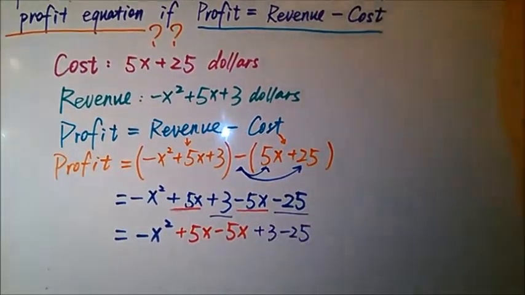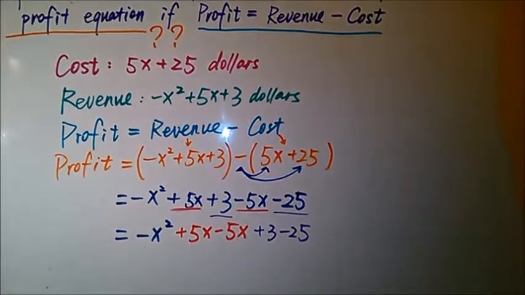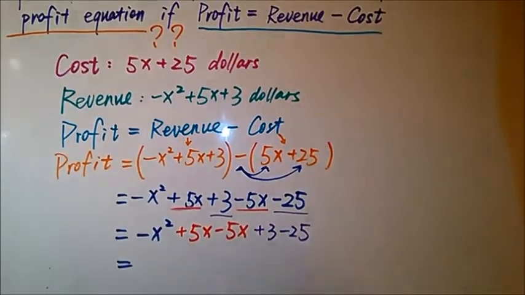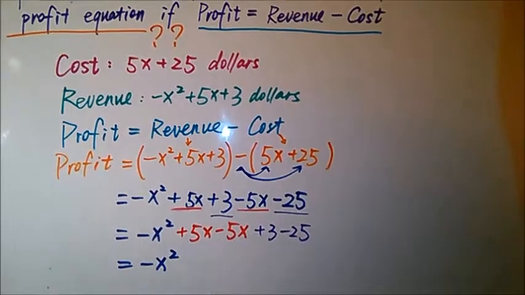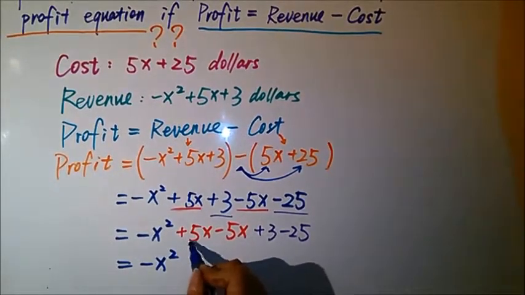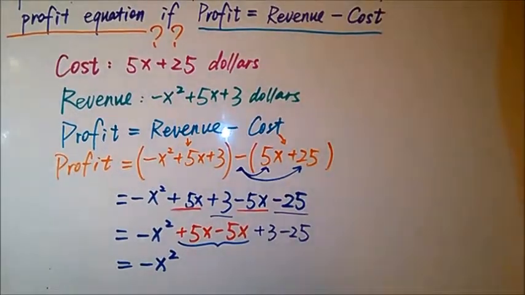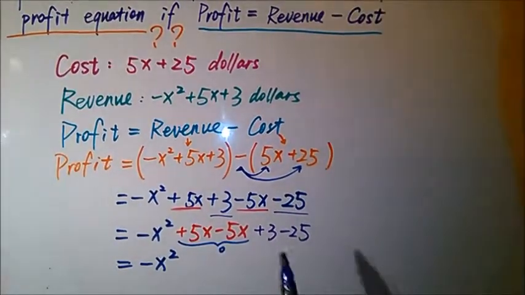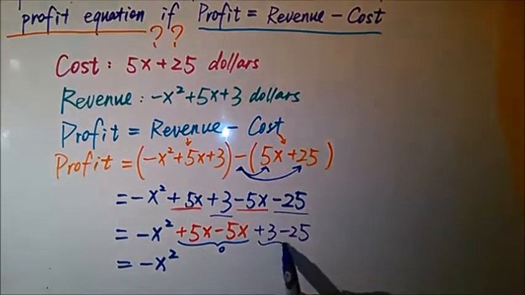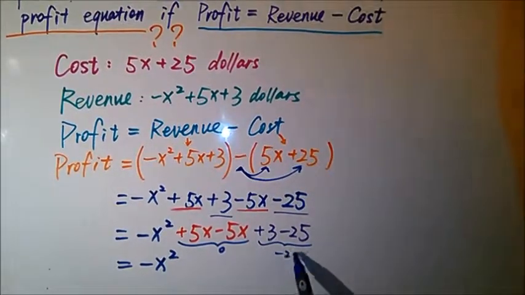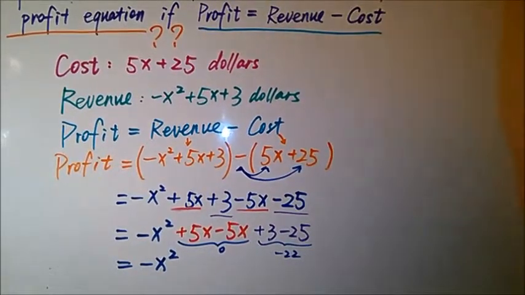Okay, let's add those like terms together. We have negative x squared. Positive 5x minus 5x is 0, so it's gone. Now look at the next couple: 3 minus 25. Taking 25 from 3 gives us negative 22.